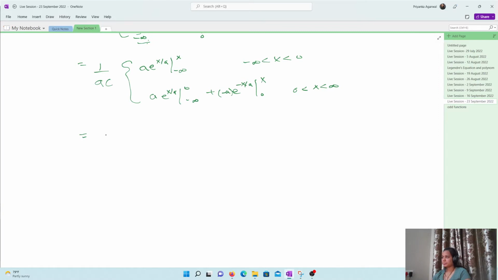Okay. So if we take 1 by c common from everywhere, we will have e to the power x by a minus e to the power minus infinity by a, which is then 0, right? And here a we have already taken out common. Now we have e to the power 0, which is 1, minus e to the power minus infinity, which is again 0. Then we have this minus sign from a, and e to the power minus x by a minus e to the power 0, which is 1.